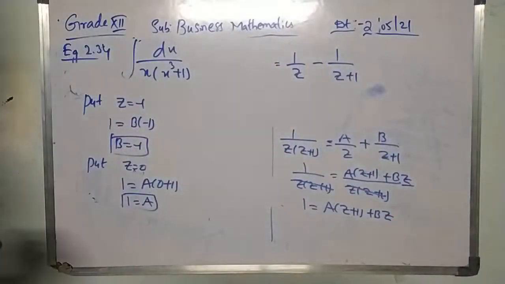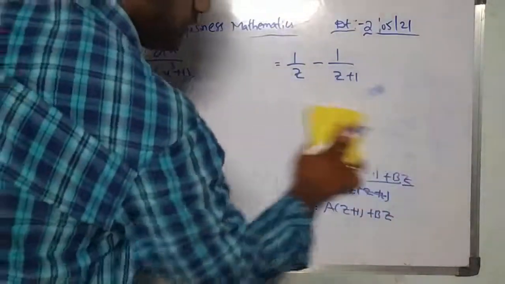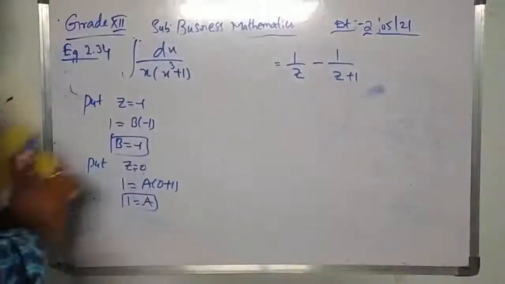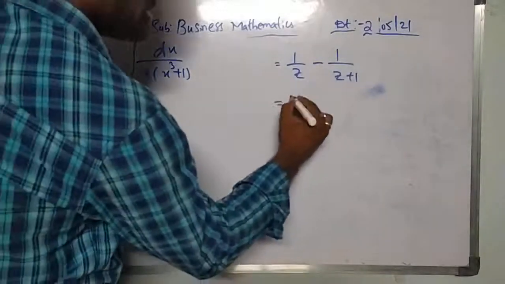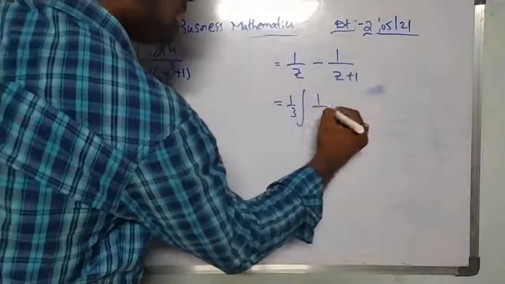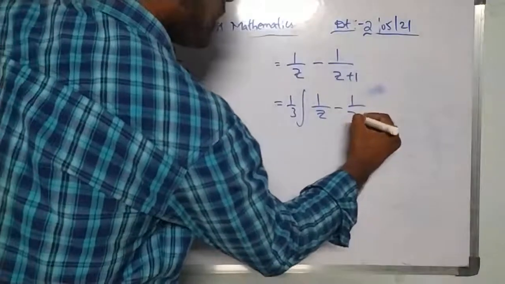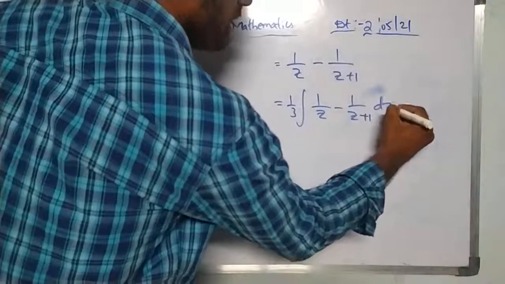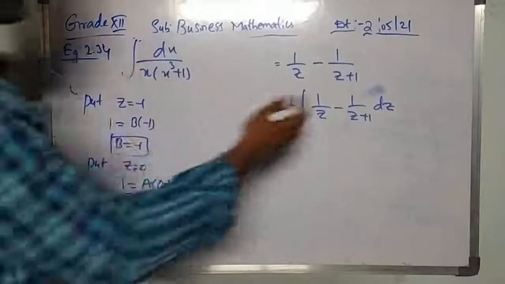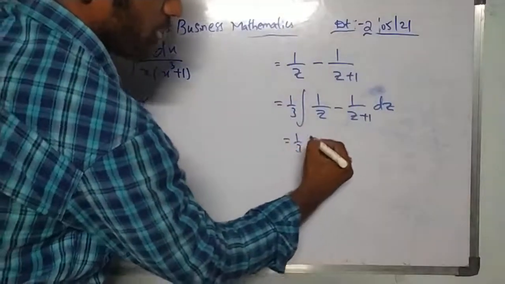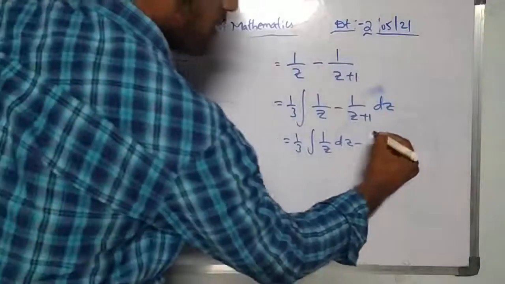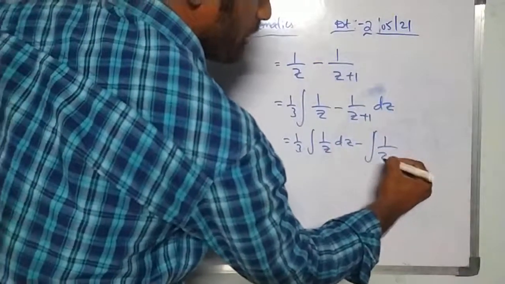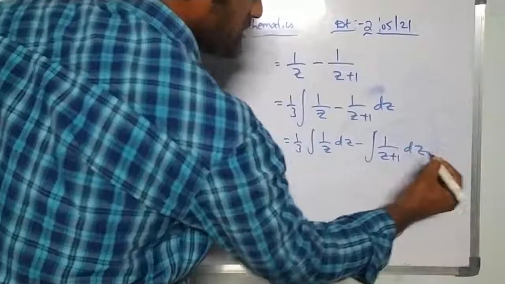Now coming to the question. So this is only the partial fraction that we have done. But in the question, what is the extra here? 1 by 3 is extra, and we are applying for this integration 1 by z minus 1 by z plus 1 dz. Okay. Let us apply integration separately. 1 by 3 integral 1 by z dz minus integral 1 by z plus 1 dz.